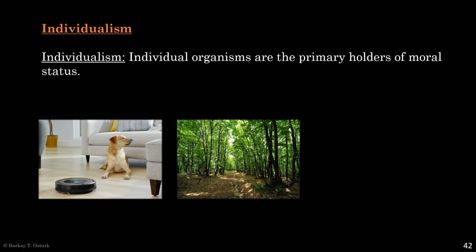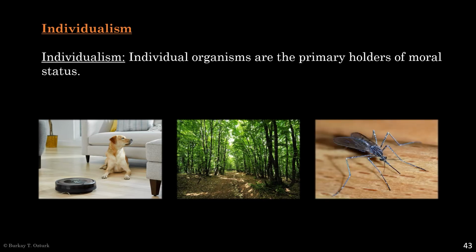Besides, on individualism, we can't ascribe moral status to things like rainfall patterns because such things are not individual organisms, although they may be vital for the survival of organisms. Finally, depending on whether you are an anthropocentrist or not, you might answer questions such as what is the moral status of mosquitoes differently.